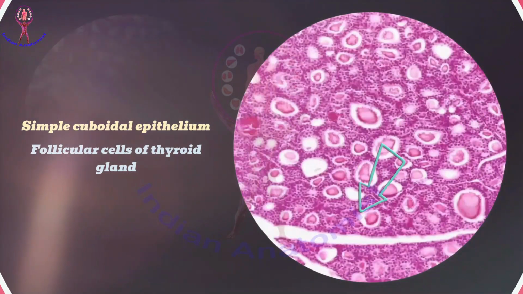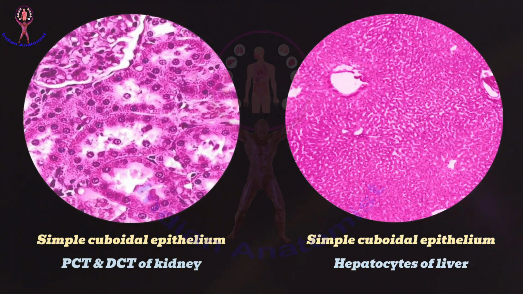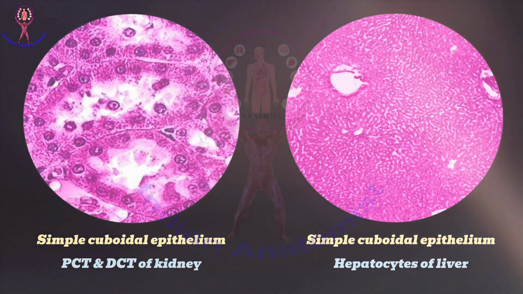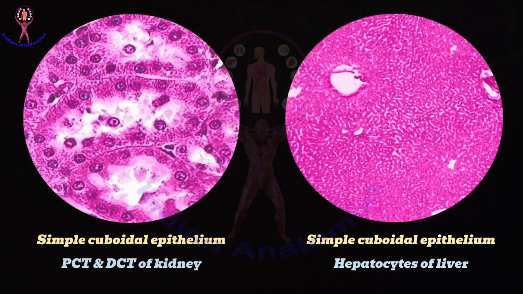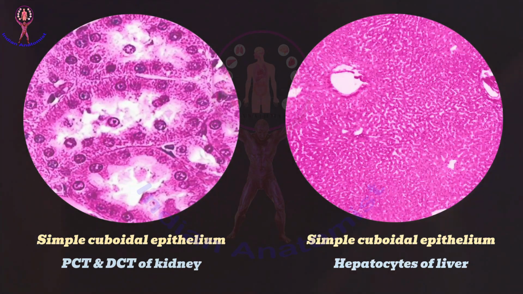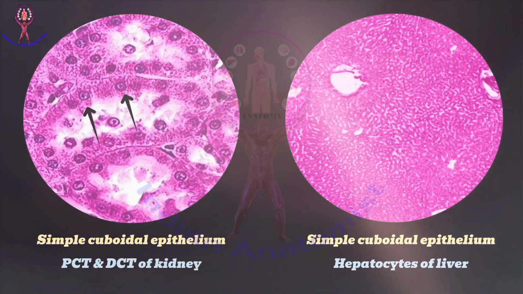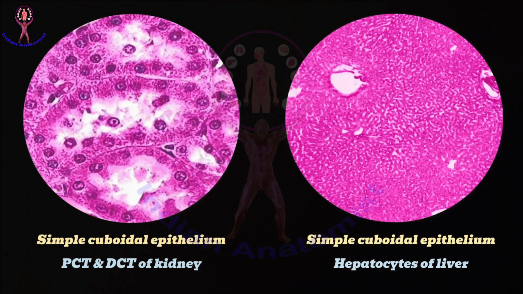Here are two examples that demonstrate the characteristics of simple cuboidal epithelium. The left side of the image displays microphotography depicting the simple cuboidal epithelium seen in the proximal and distal convoluted tubules of the kidney. Students, please carefully observe the simple cuboidal epithelium, which is characterized by a prominent spherical nucleus that is easily visible at high magnification.